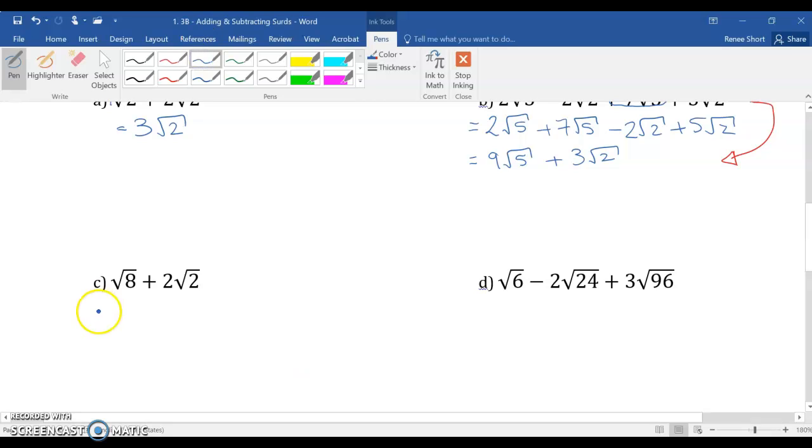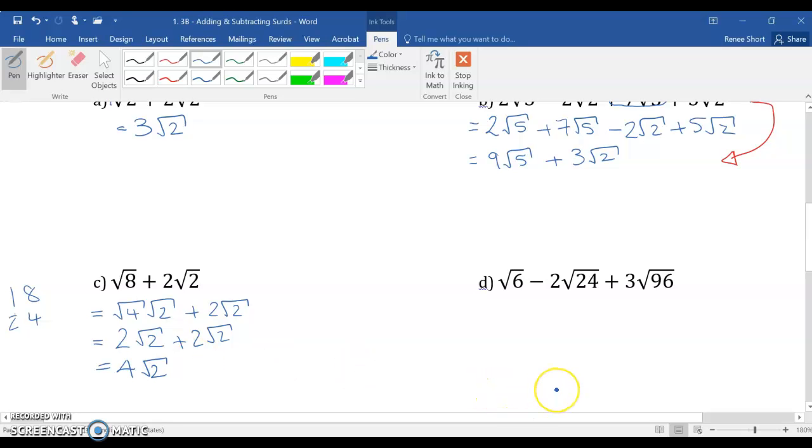If we think about our multiples of 8 though, we could say 1 times 8, 2 times 4. So I'm going to simplify this first of all to be root 4 root 2 plus 2 root 2. And then we know that 4 simplifies to be whole number 2, so root 8 can be rewritten as 2 root 2. And I'm still adding on this second 2 root 2. And now I can just add those two coefficients at the front to have 4 lots of root 2 there.